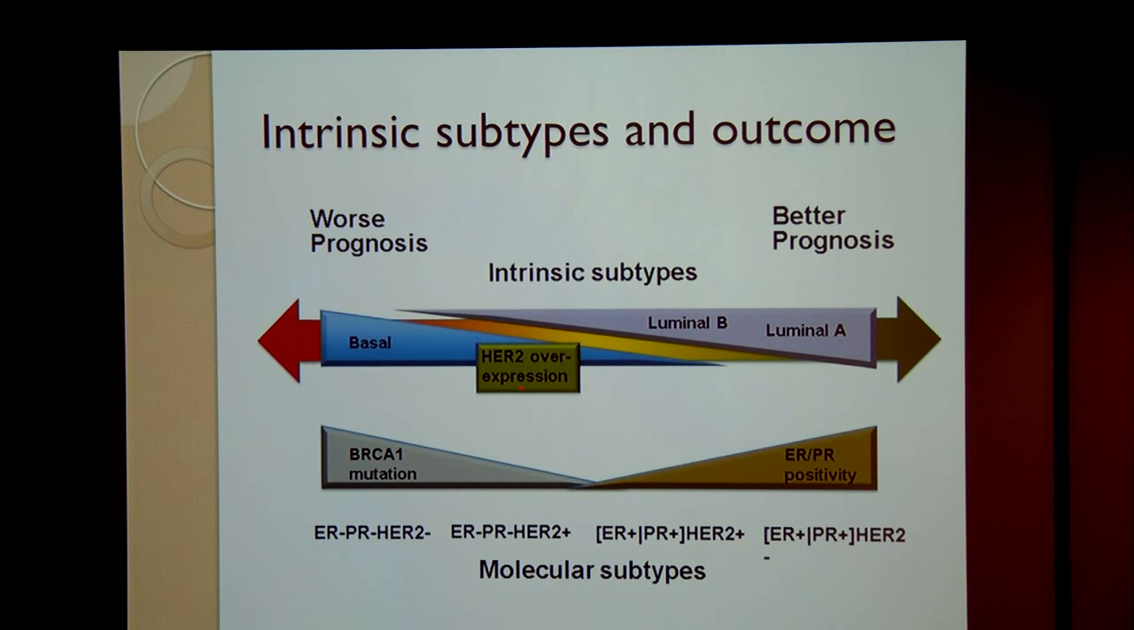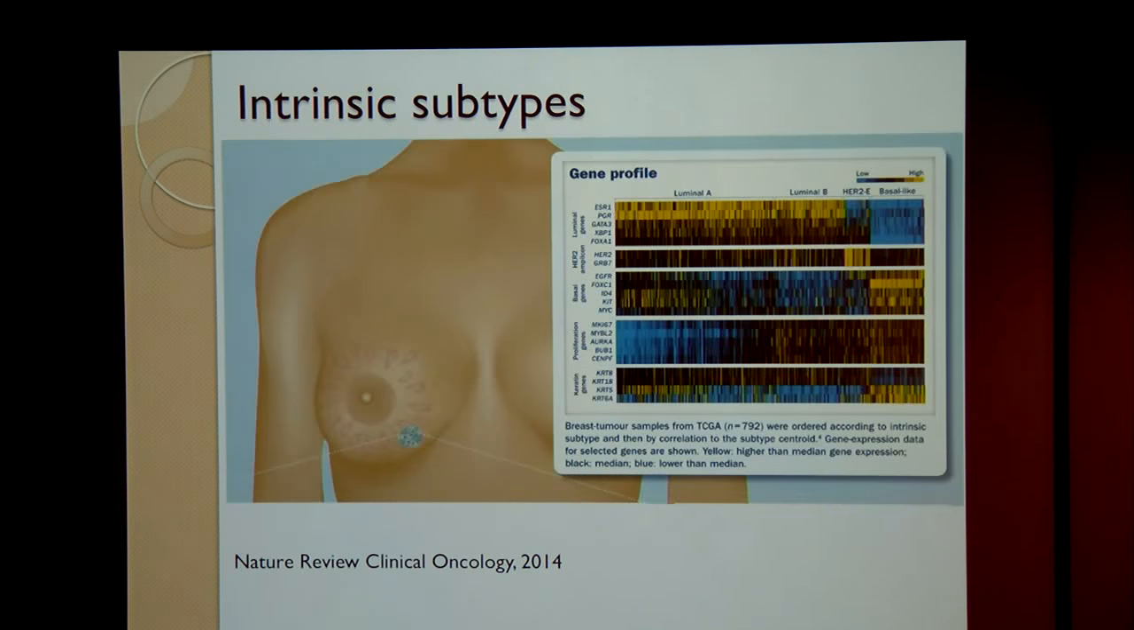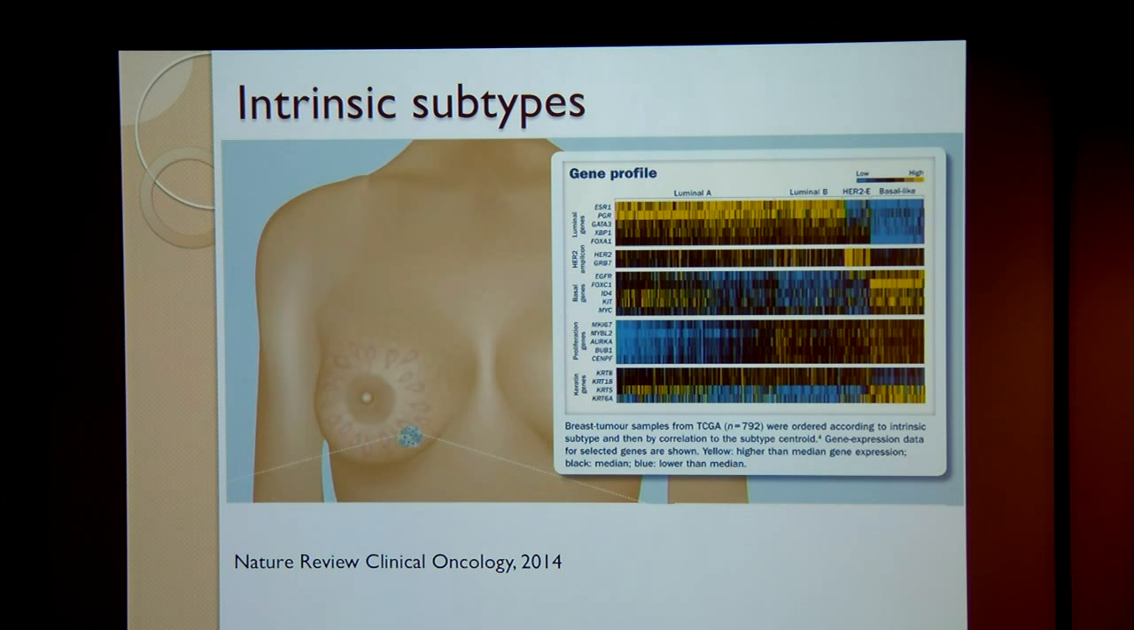HER2 overexpression, again the outcome has been somewhere in between. Then you have estrogen receptor positive, or luminal B and luminal A, luminal A having an overall good prognosis. And these are not just theoretical, we can practice them in the clinic. One of the things that people are using is called PAM50. You can use a specific gene expression pattern: estrogen receptor, progesterone receptor, GATA3, XBP, FOXA1.